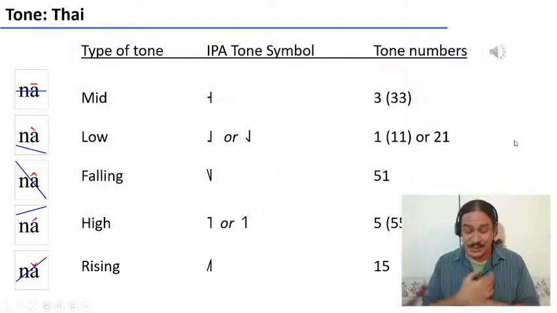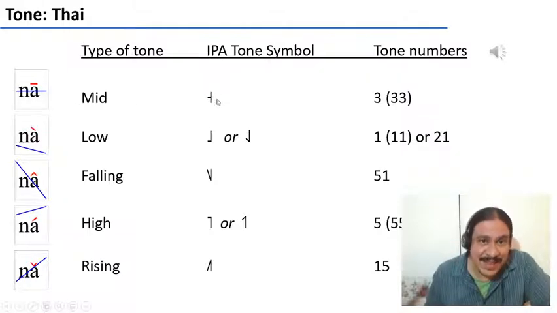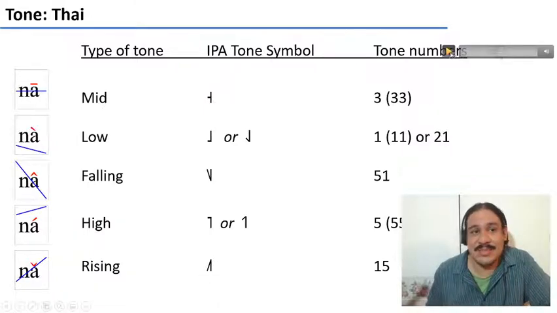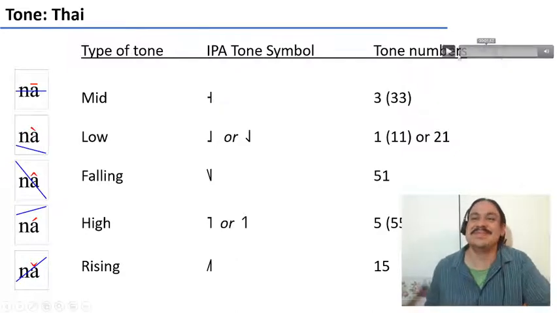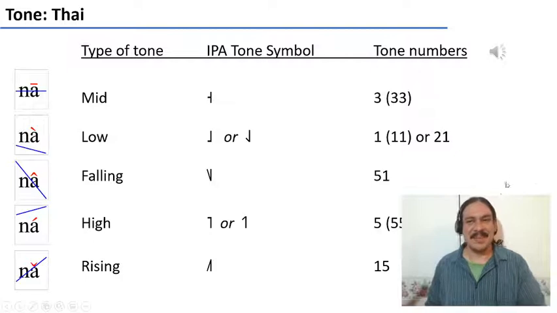How do we write them? Again, with the IPA system that we have. The mid tone has a stick in the middle. The low tone can have either just the low or the trajectory from 2 to 1. The falling, all the way down. The high tone, either an indication that it's up or that it goes from 4 to 5. And the rising goes from 1 to 5. Let me show you what these words sound like. Na, na, na, na, na. The tones in Thai.